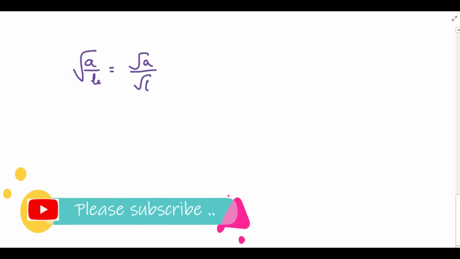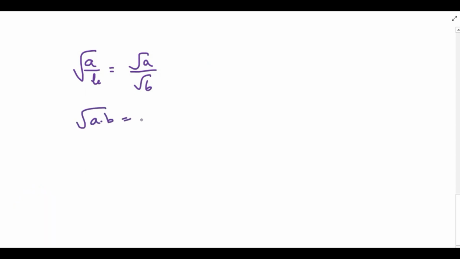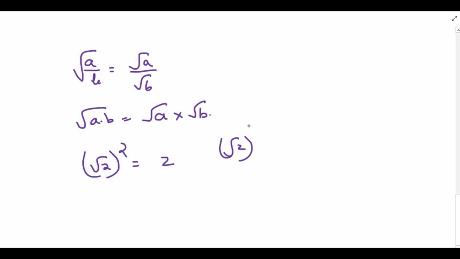So you need not learn all those identities by heart. Two things you have to keep in your mind. First is root a by b, you can split the root and write. Also same way, root a into b we can write as root a into root b. Again, one more thing you have to keep in your mind, that is (root 2) the whole square is 2, because (root 2) the whole square means root 2 into root 2. So root 2 into root 2 is root 4 and square root of 4 is 2.